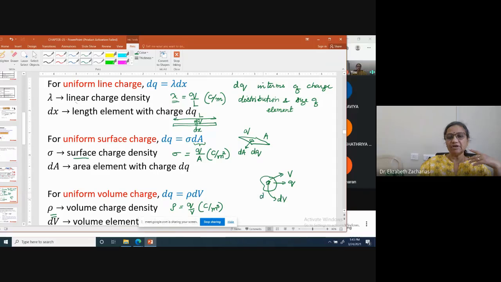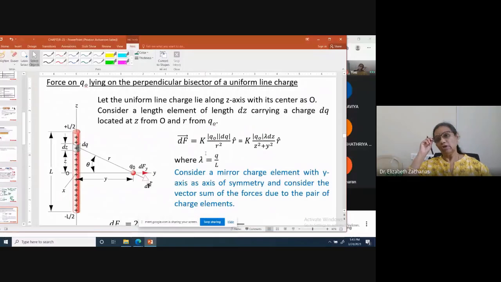Now I want to know how much charge is there in a volume element dV. Let that charge be dq. So I can write dq is equal to rho into dV. You should just understand these things. Once you get a hang of it, then we will use this for extended charge objects. Always we go from the simple to the complex, so we start off with the simplest.